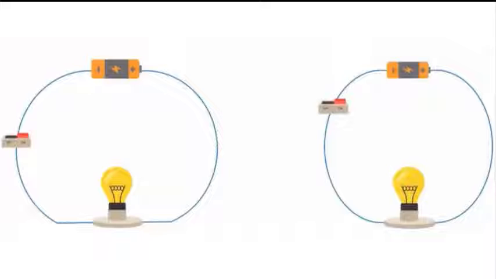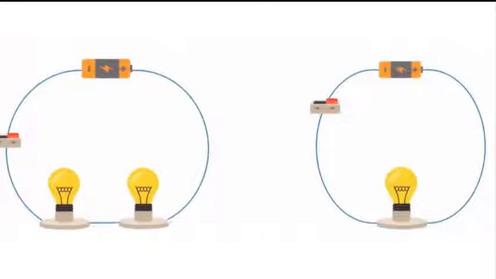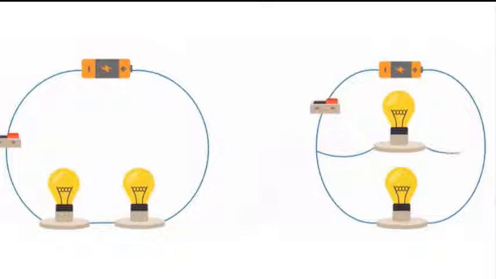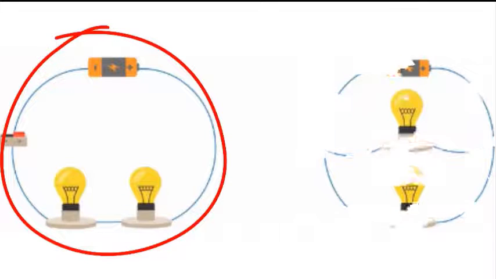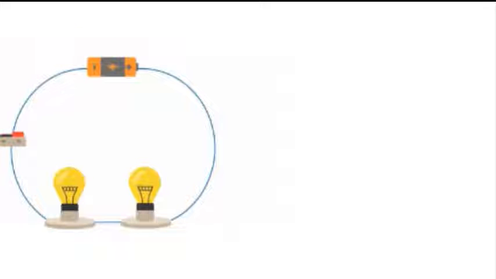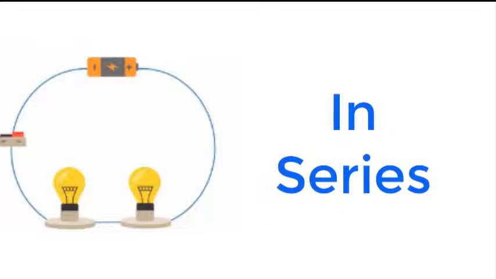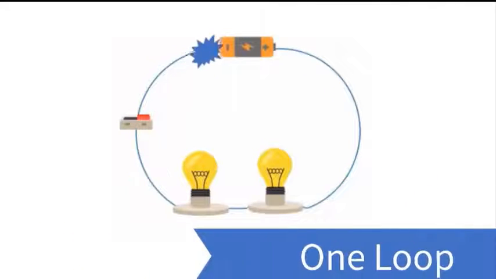One of you thinks that we can connect the second bulb right next to the first bulb, and the other one thinks that we can connect it above the first one. Let's now speak about the first connection when the lamps are connected one after the other. The lamps in this connection are connected in series where all the components form one loop.